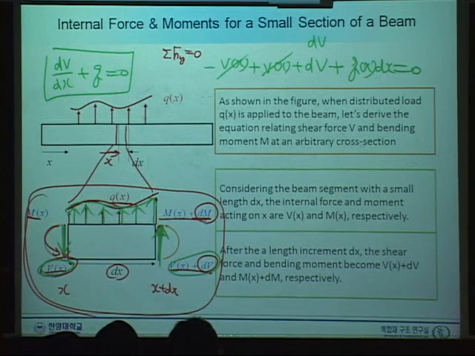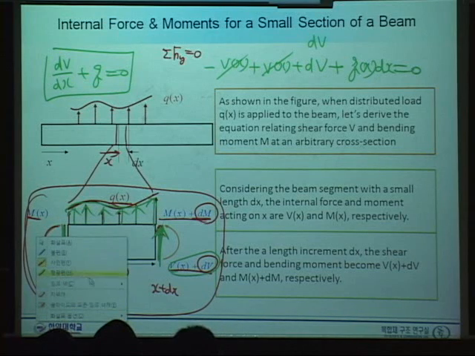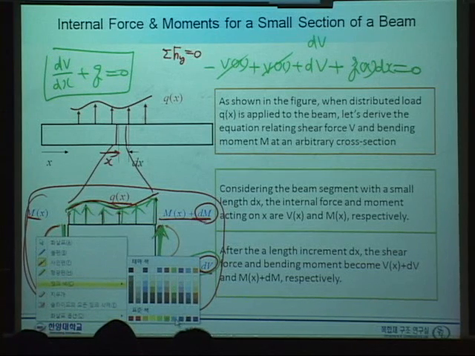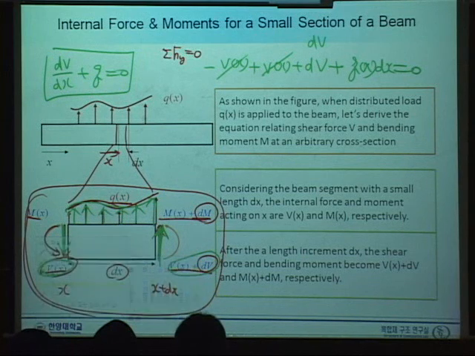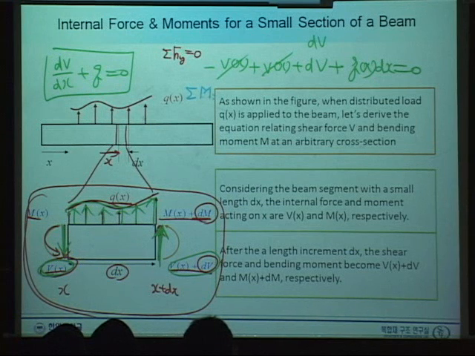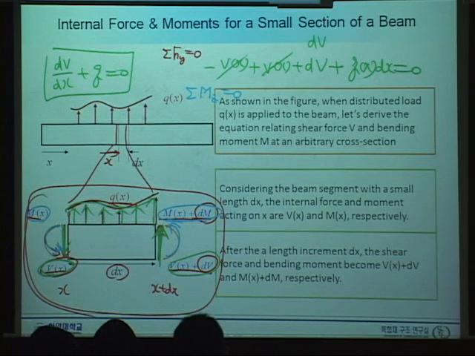Now, the second one. The second one is the moment equilibrium, right? How do we calculate moment equilibrium? Let's denote which one is the moment. Well, this is the moment, right? This is the moment. And this one is also a moment. What else?